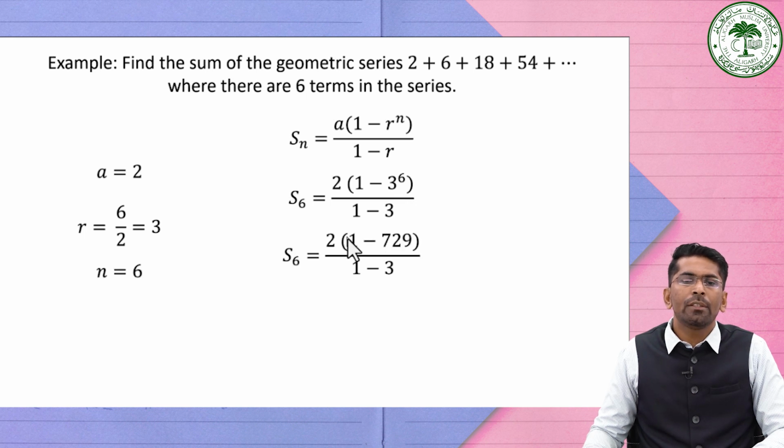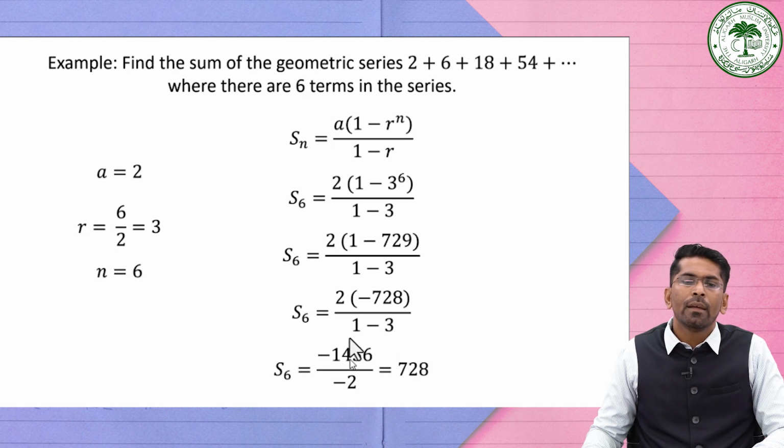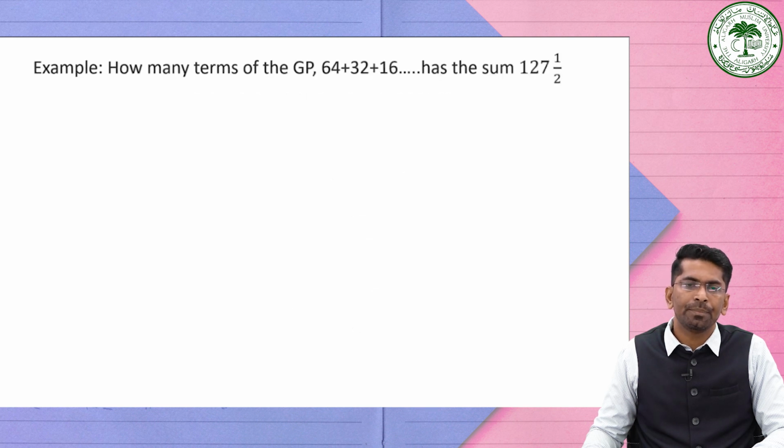We can simplify it: 2 into 1 minus 3 raised to the power 6, which is 729, divided by 1 minus 3. Then 2 into 1 minus 729, which is equal to minus 728, divided by 1 minus 3. Then if you multiply these two terms, we get minus 1456 divided by 1 minus 3, which is equal to minus 2, which is 728. So the sum of 6 terms in this given series is 728.